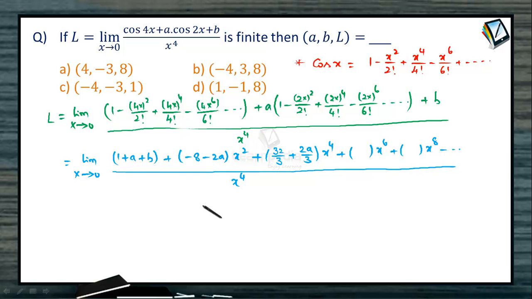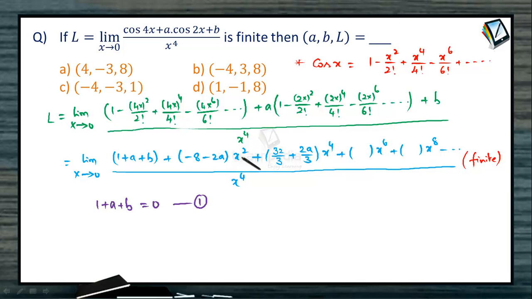Now observe this expression very carefully. If this limit has to be finite, as L is given to be a finite number, then we have to avoid the terms which create infinity here. Now which terms would give us a tendency of infinity? As x tends to 0, the constant by x to the power of 4 factor would give us an infinite term, right? But that cannot be possible. So the constant term should become 0. That means 1 plus a plus b must be 0. Let's treat this as equation 1.